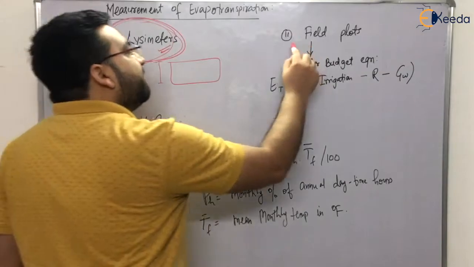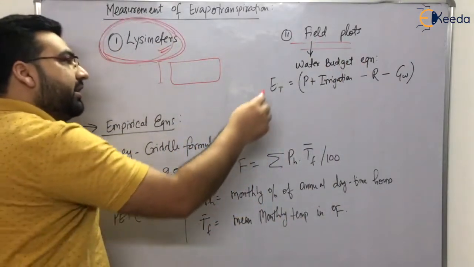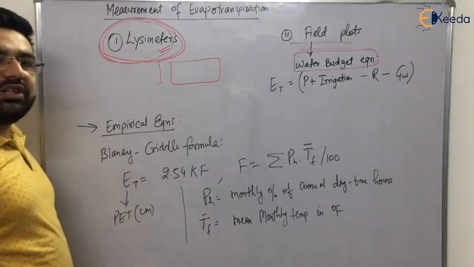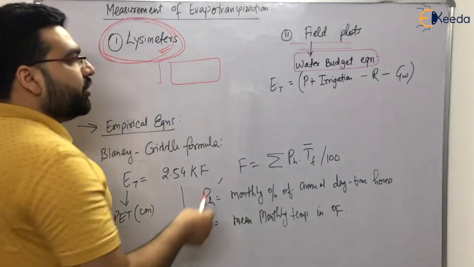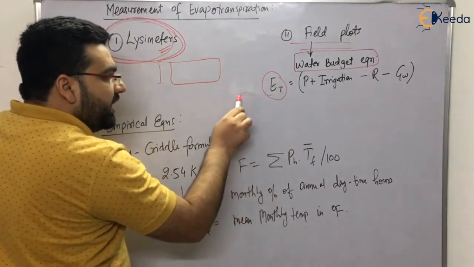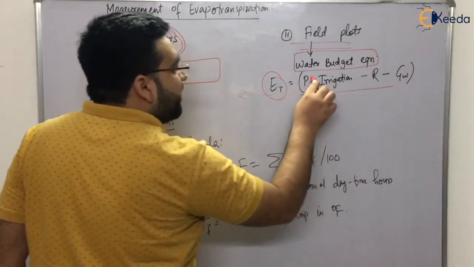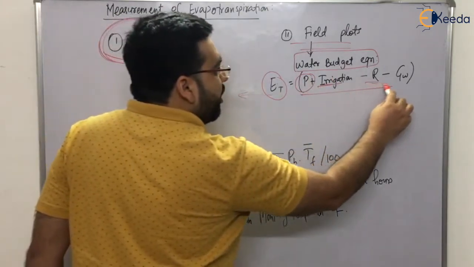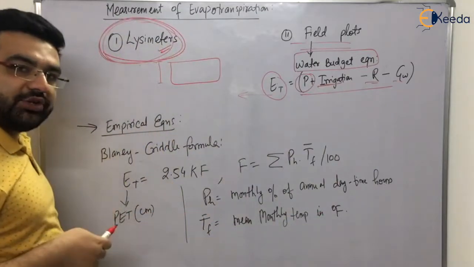We also have some field plot methods. In field plot methods, we are using the water budget equation. What is the water budget equation? I have already told you, right? So in the water budget equation, if you take evapotranspiration on the left hand side, on the right hand side you will have precipitation plus irrigation, if you are doing irrigation, right? Minus runoff, minus the groundwater storage, yeah?